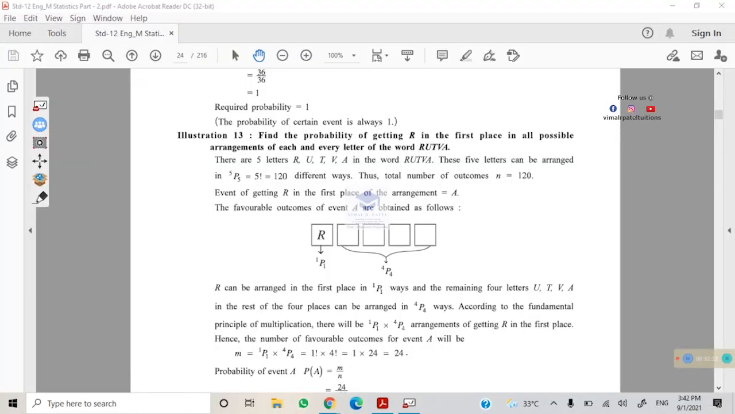Find the probability of getting R in the first place in all possible arrangement of each and every letter of word Rutva. Arrangement, the permutation. You have to arrange all the different letters of the word Rutva in such a way that R will be in the first place. Any probability getting? See.